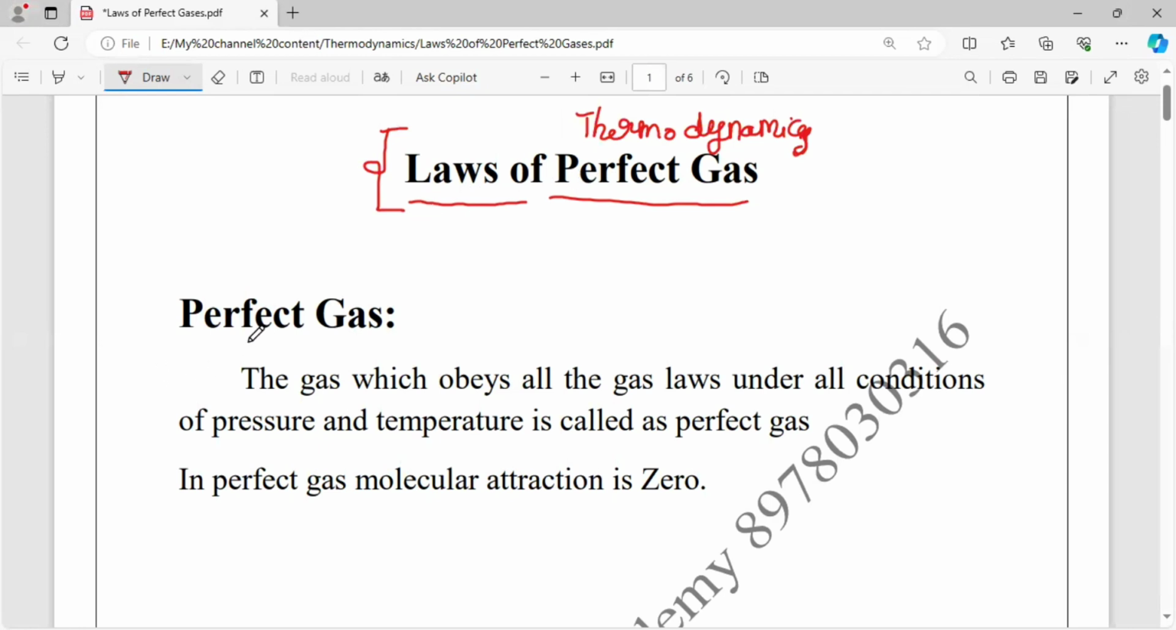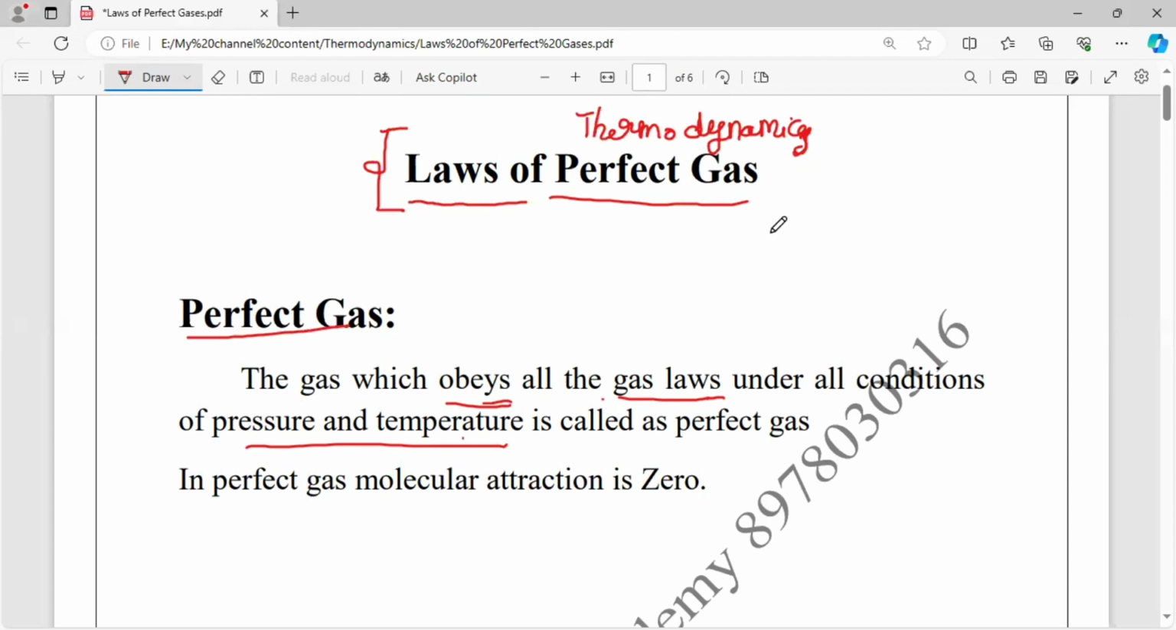First of all, let us discuss perfect gas. Perfect gas means the gas which obeys all the gas laws under all conditions of pressure and temperature. Obeys means it satisfies. If it satisfies all the conditions, that is called a perfect gas.